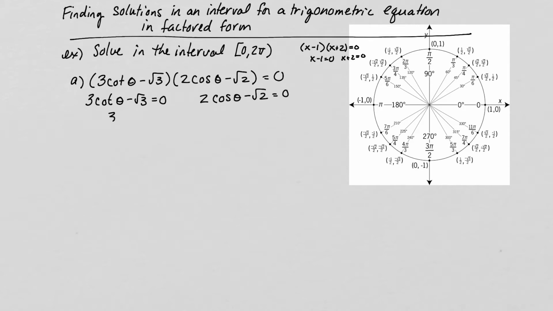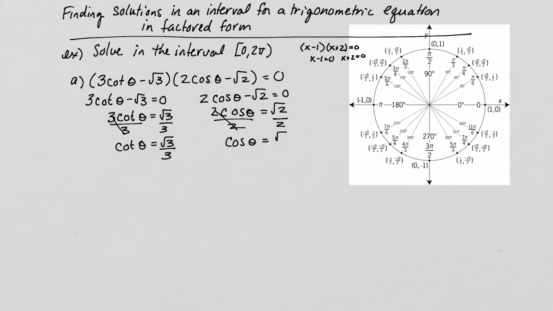So we have 3 cotangent theta equals root 3, and we divide both sides by 3. So we end up with the cotangent of theta being equal to root 3 over 3. And here we have 2 cosine theta equals root 2, divide both sides by 2. So the cosine of theta equals root 2 over 2.